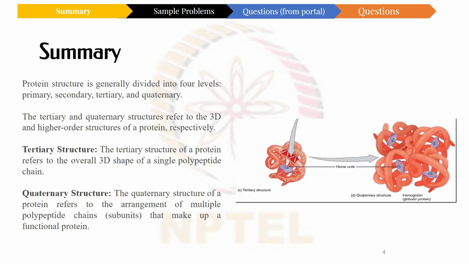So for example, here I am showing hemoglobin, which is responsible for carrying oxygen in the blood and consists of 4 subunits that are arranged in a specific way to allow oxygen binding and release. In summary, the tertiary structure refers to the 3D shape of a single polypeptide chain, while the quaternary structure refers to the arrangement of multiple polypeptide chains that make up a functional protein. Both the structures are important for the function of the proteins and can be affected by changes in their amino acid sequence and environmental factors.